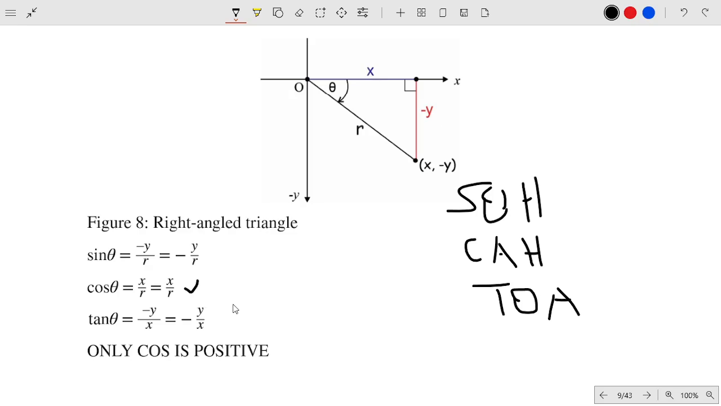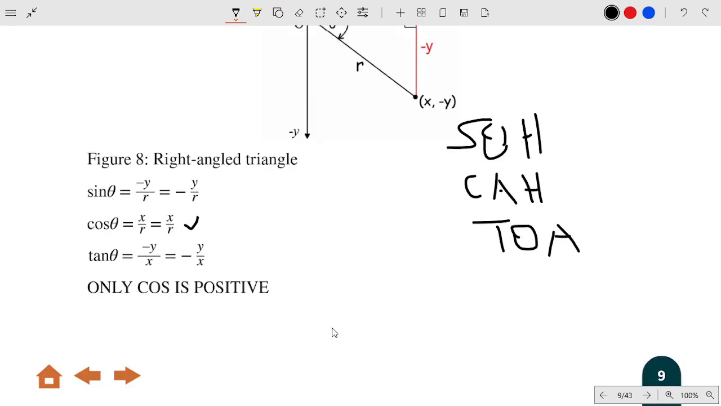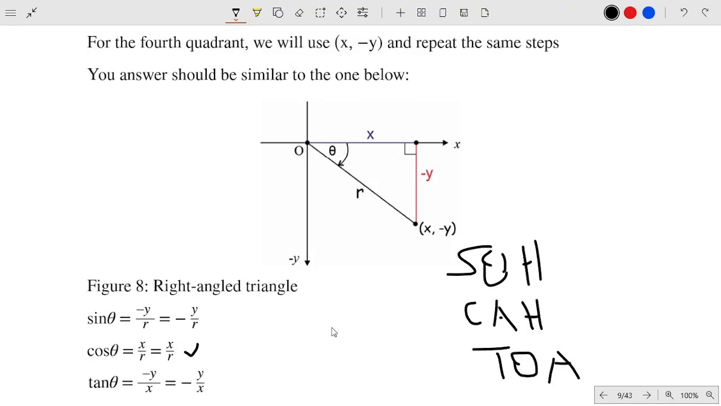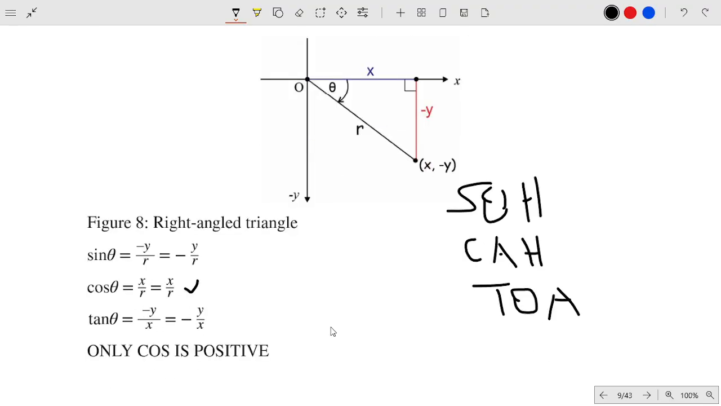Now to the tan. Tan is opposite on adjacent, so we have negative y on x, which is negative. So in the fourth quadrant, only cos is positive. Only cos is positive. All right, so that is that.